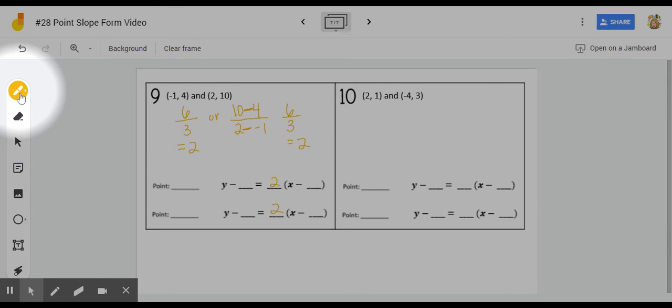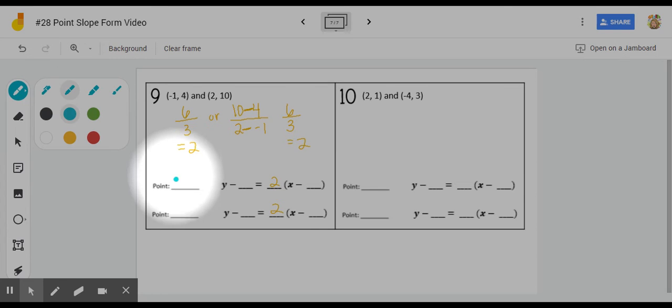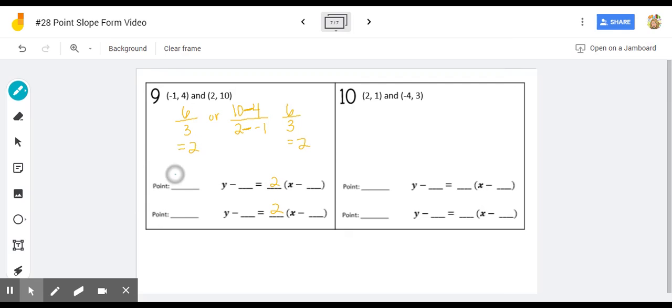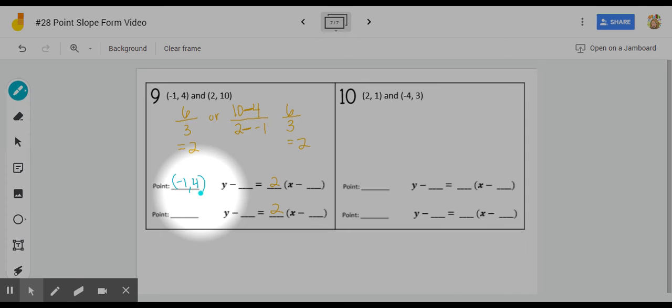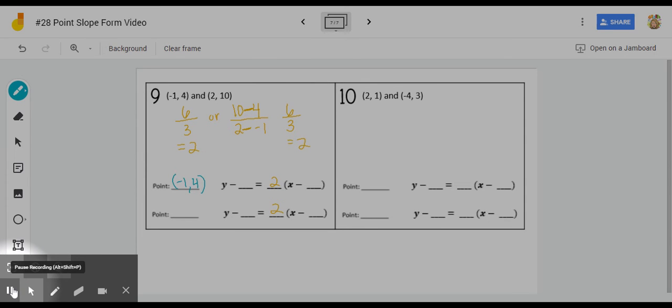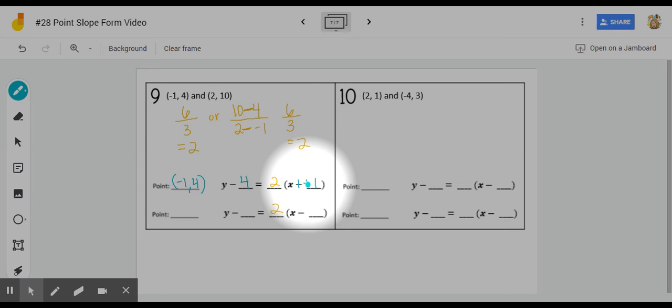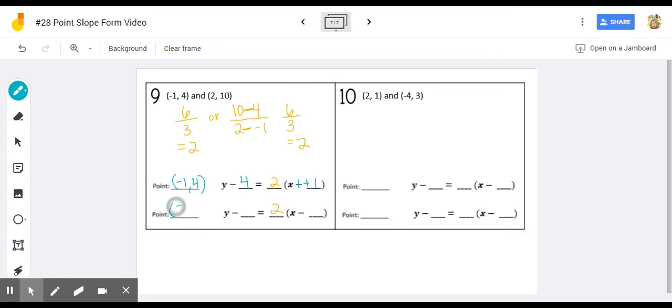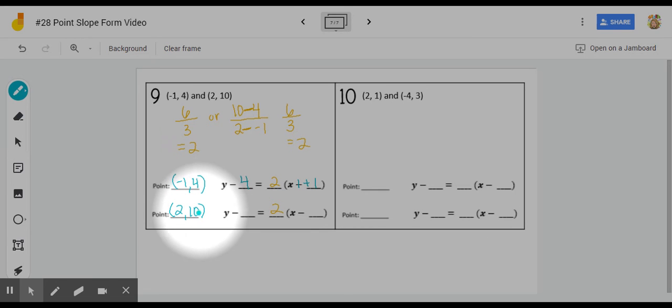And now you get to choose which point you would like to use as your starting point. So we could use the first point, if you'd like, of -1 comma 4. And it would go in the formula as where I subtract a -1, becoming a +1 in with my x, and +4 stays as y minus 4. If I chose the second coordinate of 2 comma 10, our 10 would go in place of y, and then our 2 would go in place for our x. So since they're both positive, they now become a minus in the formula.